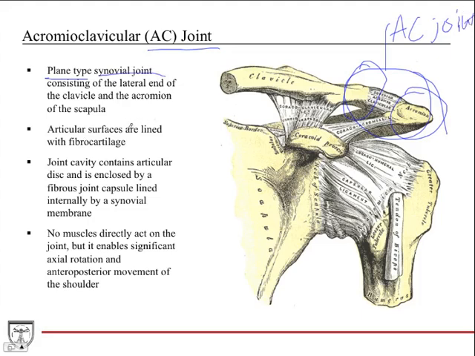And it has articular surfaces that are aligned with fibrocartilage. The joint contains an articular disc and is enclosed by a fibrous capsule lined internally by a synovial membrane. So that's this right here. Here's the fibrous capsule. No muscles directly act on this joint, but it enables a significant amount of axial rotation and anterior-posterior movement of the shoulder.